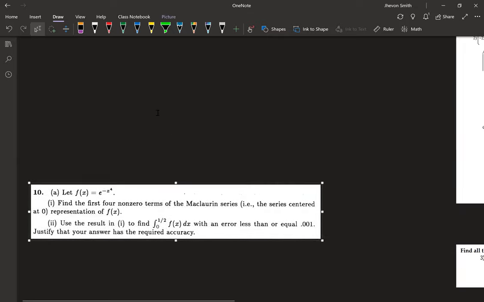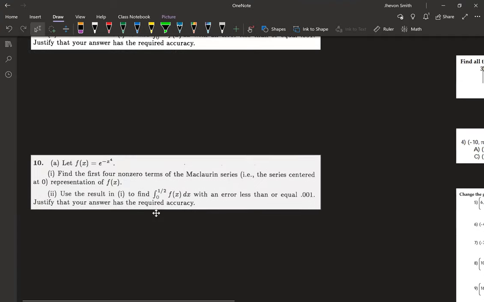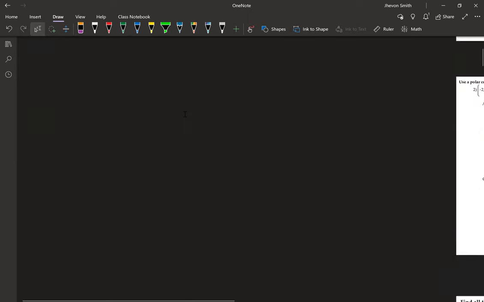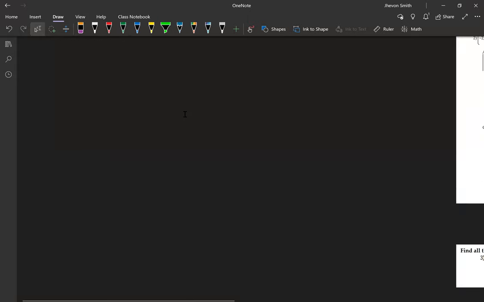So let's save this down here. So we'll go over that. And I'll talk about how I think something like that could happen with a multiple choice problem or whatever. But I wouldn't worry too much about error problems in general.